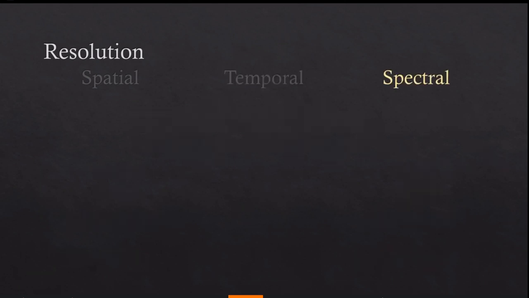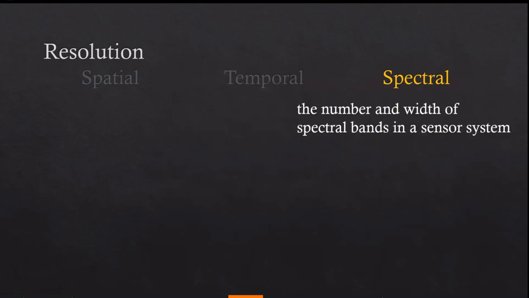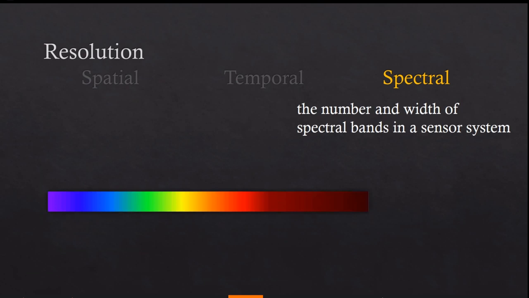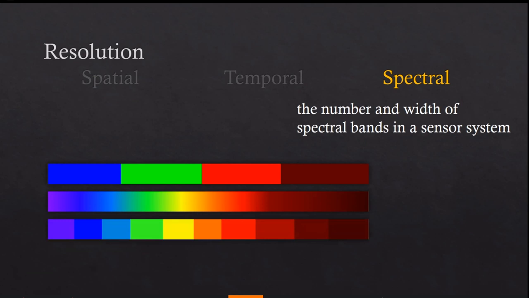Spectral resolution is the wavelengths, or the number and width of spectral bands, that the sensor can identify. So let's say this is your normal visible light spectrum. Right? If a satellite or the sensor had just four bands, then this is how it would see these colors. But if it has 10 bands, then you would have much better resolution of the colors. Right? So it is as simple as that.